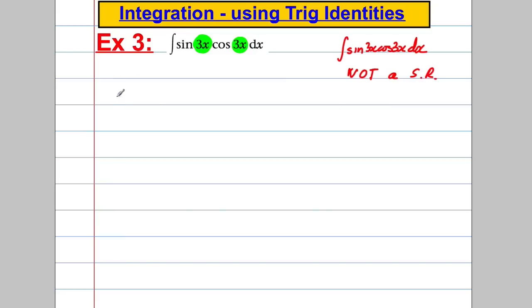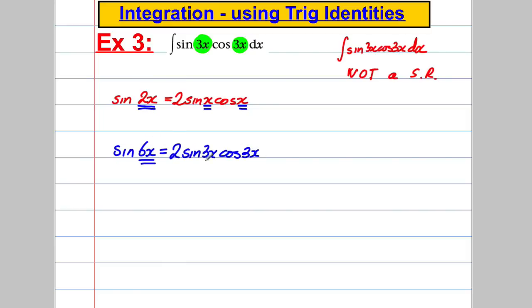Now, you should know that the double angle formula for sine is sine of 2x equals 2 sine x cosine x. What this means is that sine of an angle is 2 sine of half the angle times cosine of half the angle. In particular, sine of 6x would be 2 sine of 3x cosine of 3x. This angle is always double these angles.